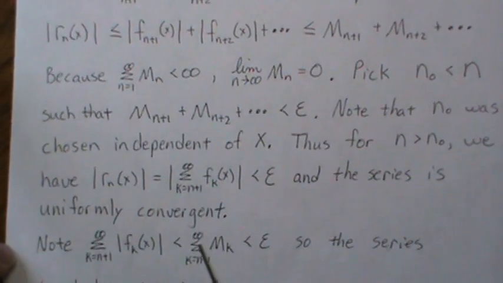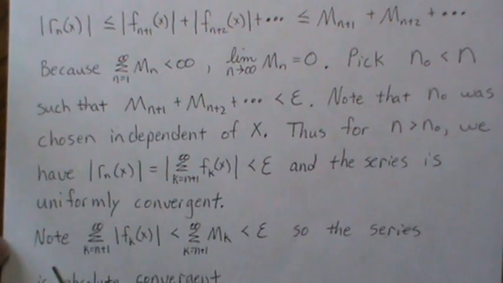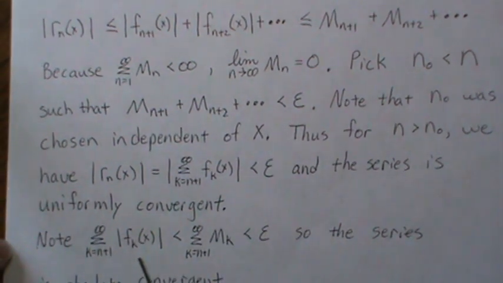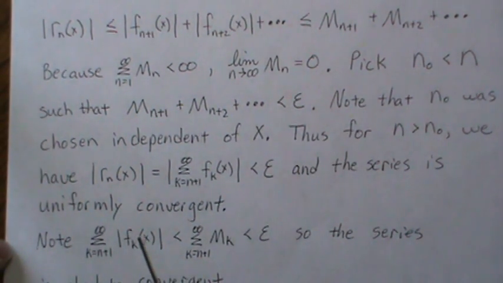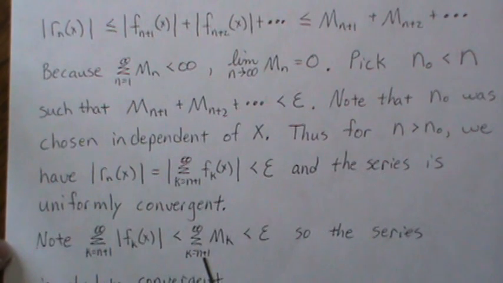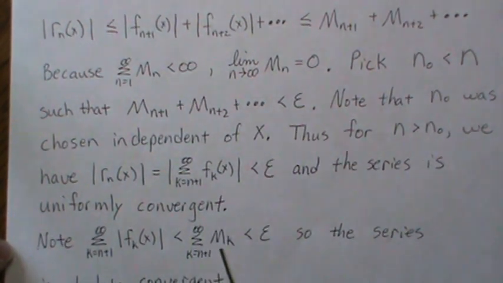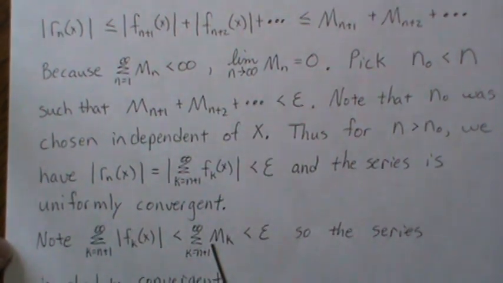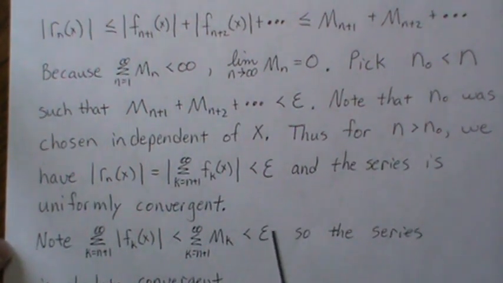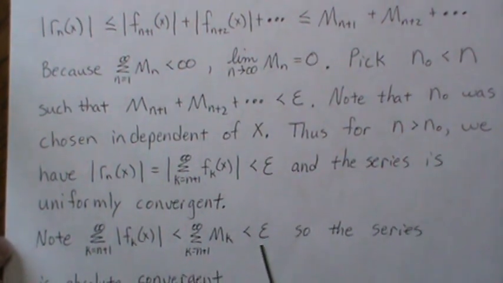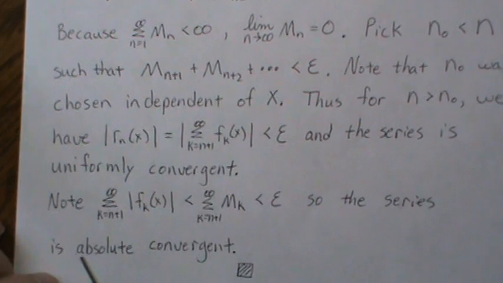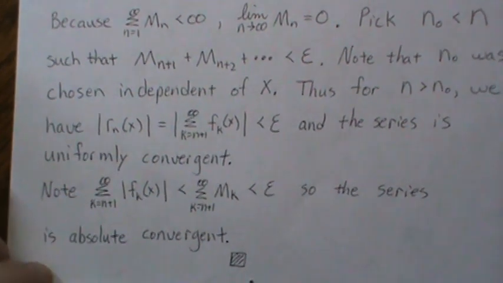Now, to prove absolute convergence, we note that this sum, the absolute value of each of those, is less than the respective Mk's, and this, for that chosen n naught, is less than epsilon. So the series is actually absolutely convergent too.